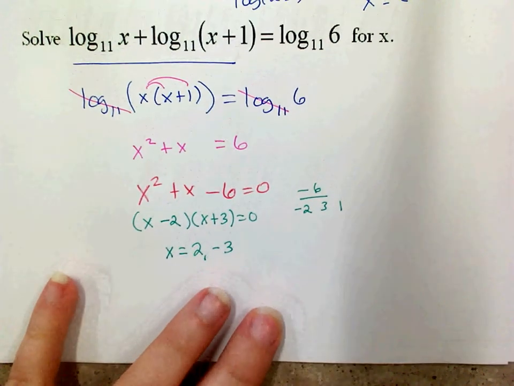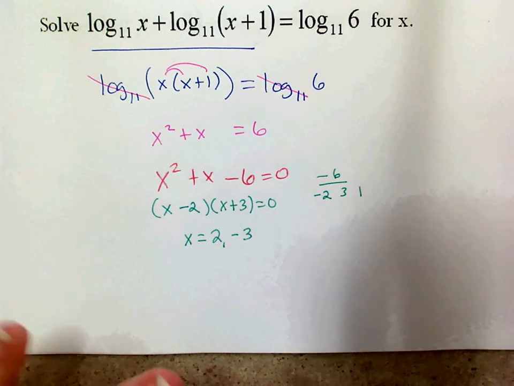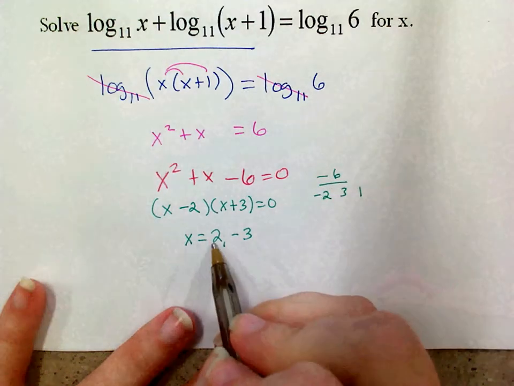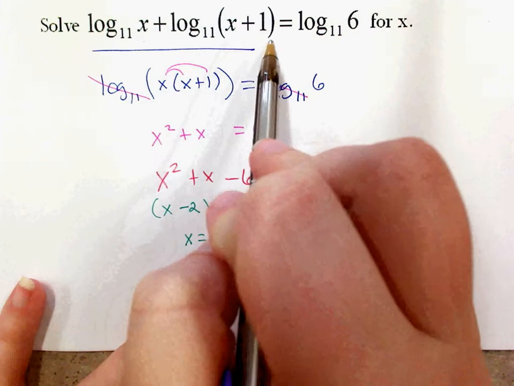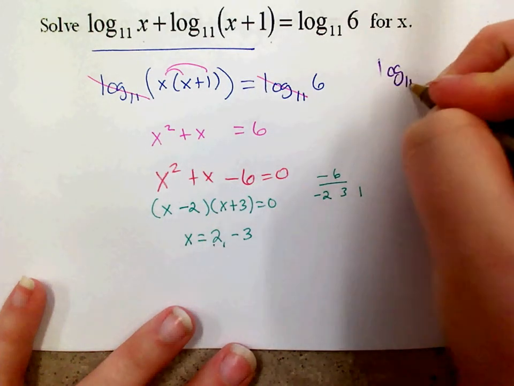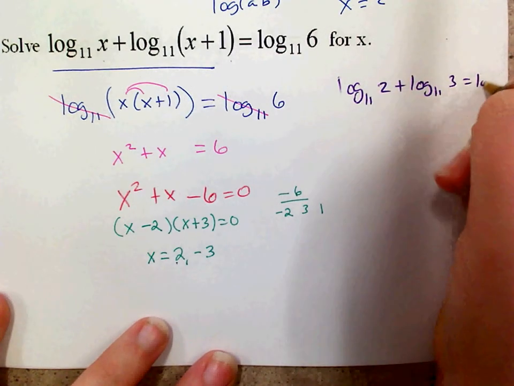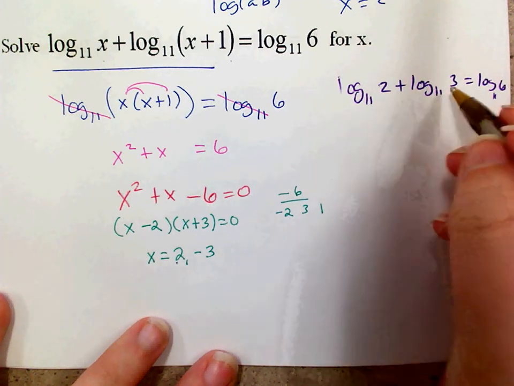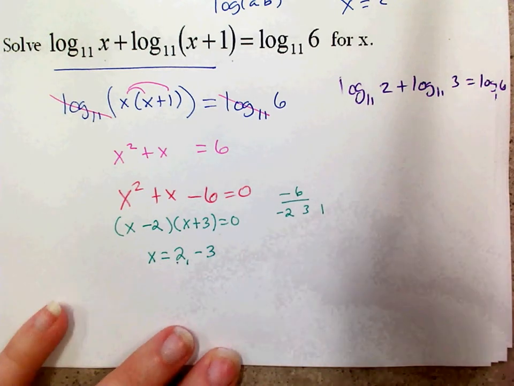I hear a yes and a no, all from the same person. Okay. But at least he's offering, he's maybe thinking about it. Okay, let's do 2. Log base 11 of 2 plus log base 11 of 3 is log base 11 of 6. Well, that makes sense because you can multiply, right? Okay. You could also type it in your calculator, that would be fine.